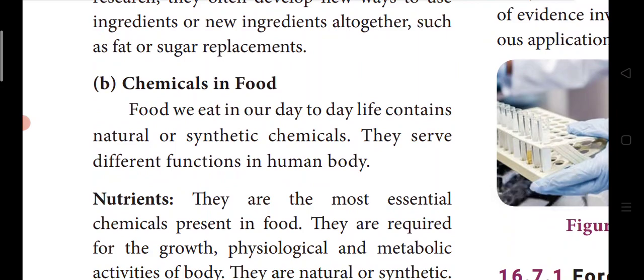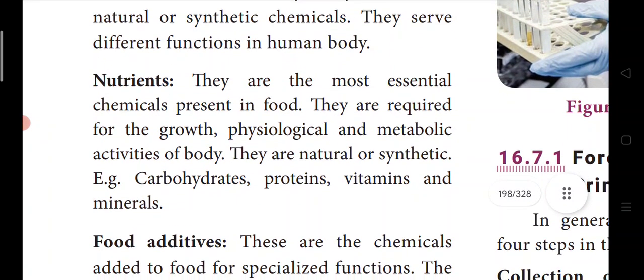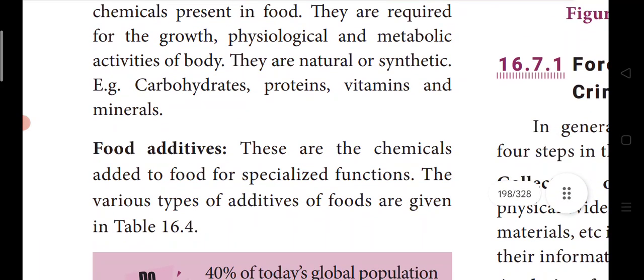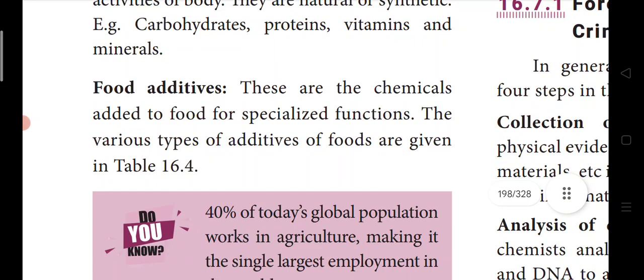Chemicals in food. Food we eat in our day-to-day life contains natural and synthetic chemicals. They serve different functions for the human body. First is nutrients. They are the most essential chemicals present in food. They are required for growth, physiological and metabolic activities of the body. So nutrients are very important for the human body. They are natural and synthetic also. Carbohydrates, proteins, vitamins and minerals.